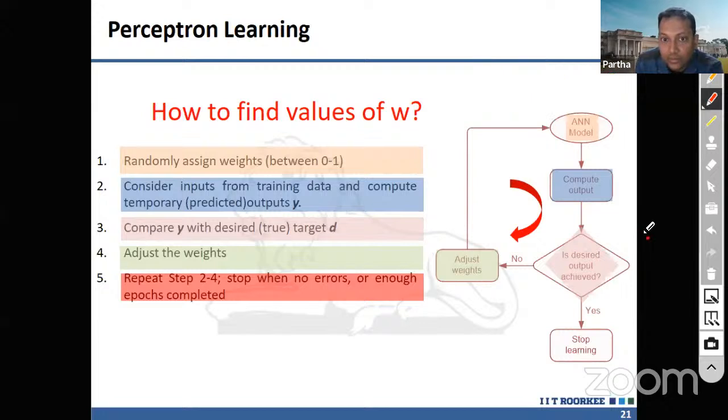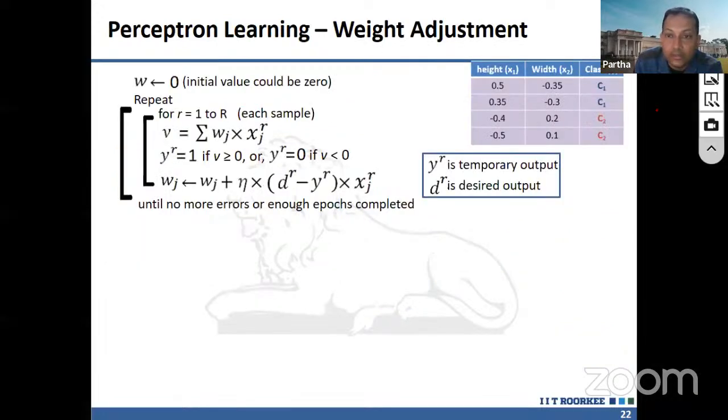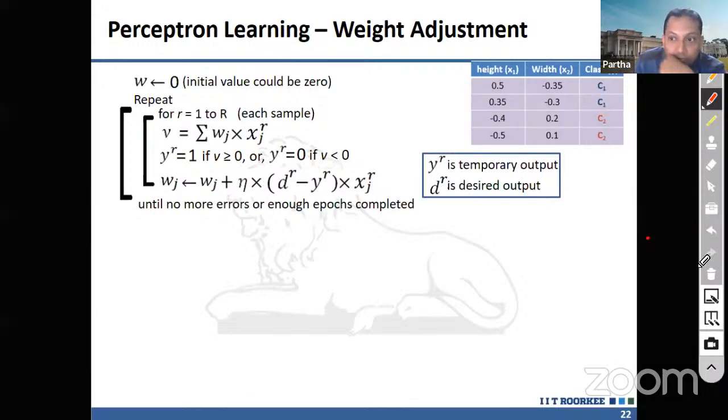Now let us see with some examples how we can adjust these weights. What is the formula? The formula for adjusting these weights is very simple. You will be modifying these weights with a simple formula: wj is equal to wj plus something, where you have the old value and the new value. So you are changing the old value with some modification.